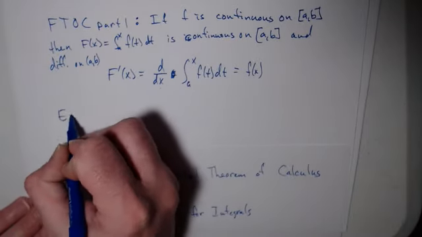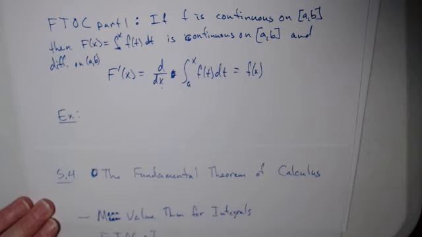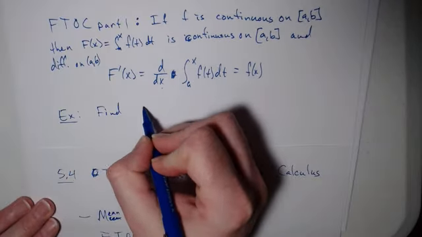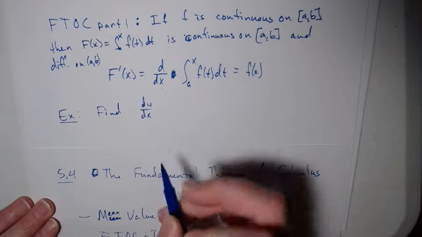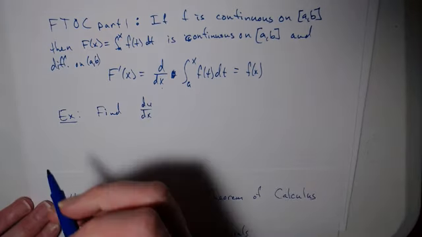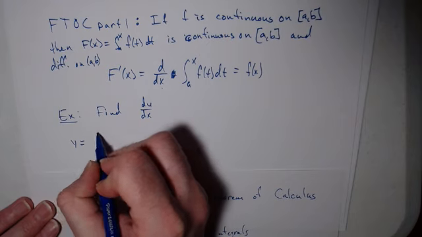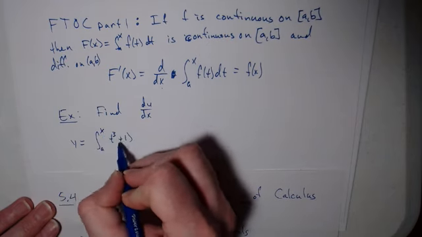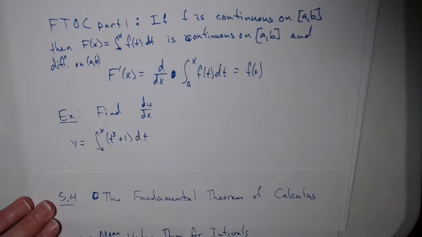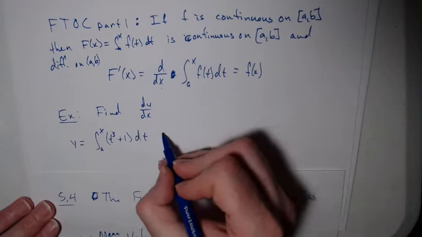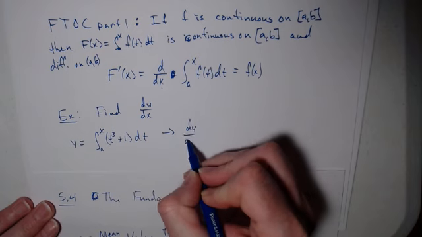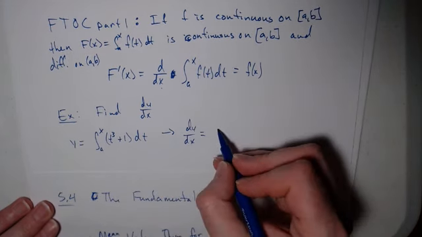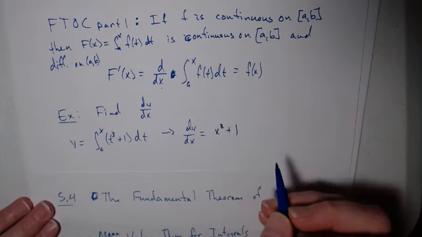I'm going to just steal some out of the book here. So an example, we're going to find dy/dx for each of these cases. So the first one here is y equals the integral from a up to x of t cubed plus 1 dt. So then dy/dx is just equal to x cubed plus 1.